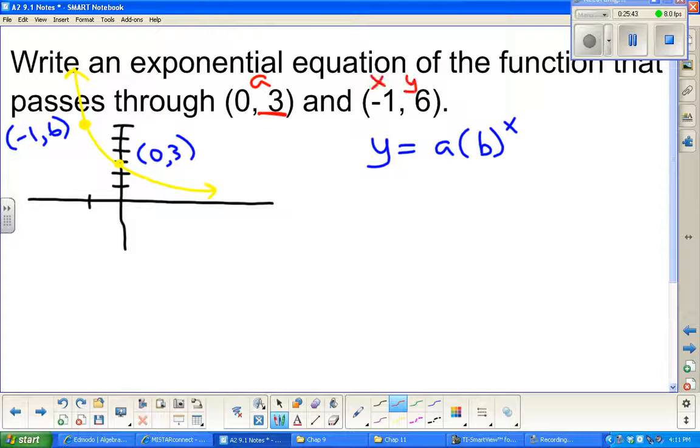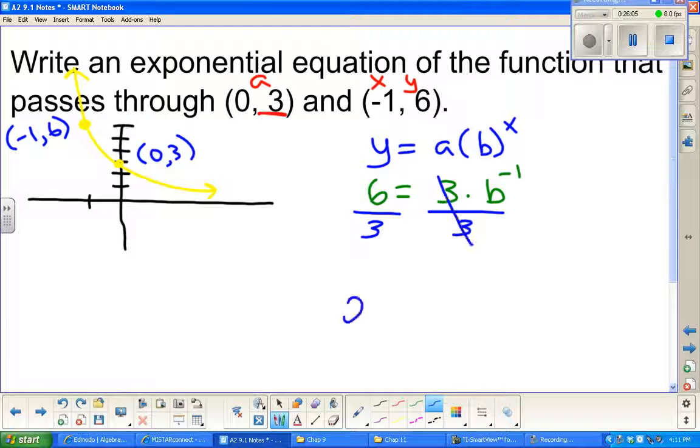The other point is an x and a y. If we plug those in, a was 3, b is the thing we don't know, and we know x is negative 1. Here's the little difference on this one: the exponent is negative. Sure, we can still divide both sides by 3. So 6 over 3 is 2. 2 equals b to the negative first power. What is b to the negative first power?